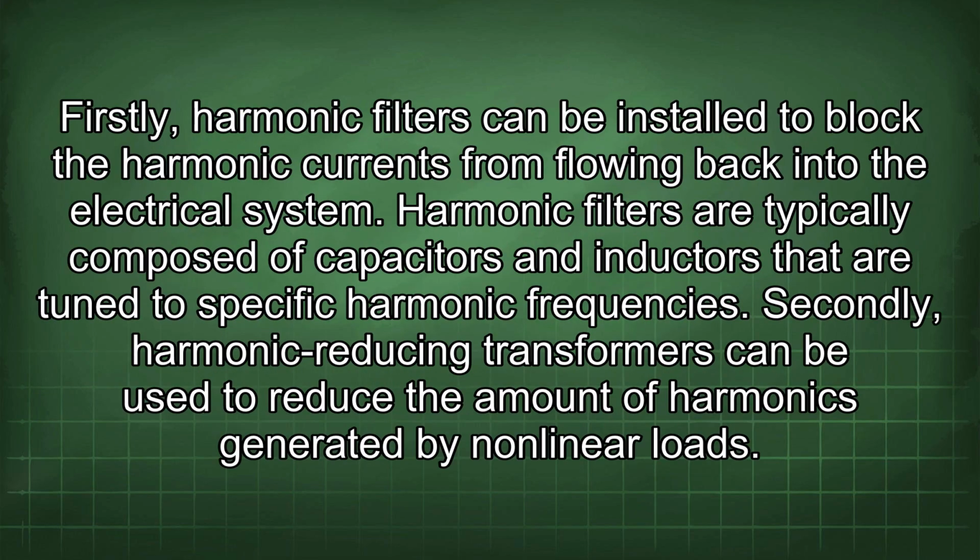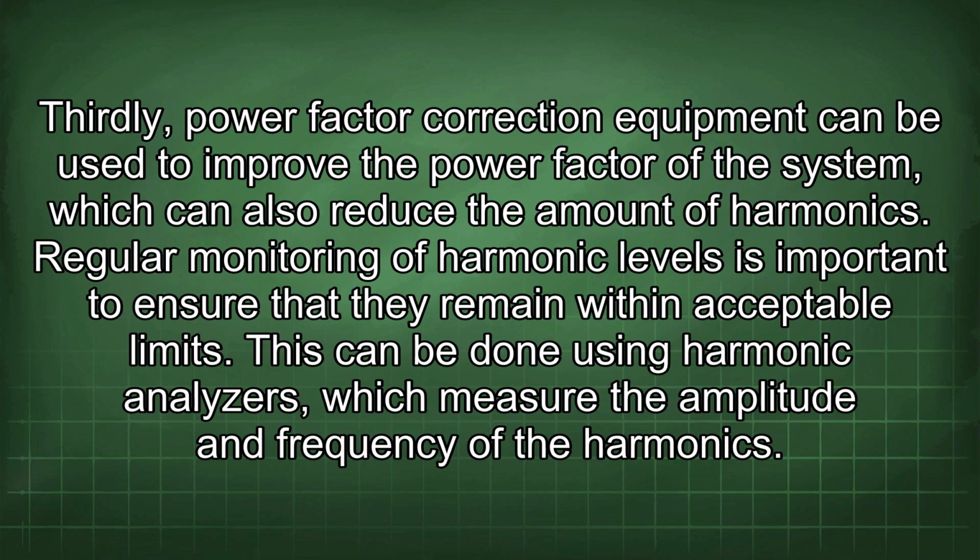Firstly, harmonic filters can be installed to block the harmonic currents from flowing back into the electrical system. Harmonic filters are typically composed of capacitors and inductors that are tuned to specific harmonic frequencies. Secondly, harmonic reducing transformers can be used to reduce the amount of harmonics generated by nonlinear loads.